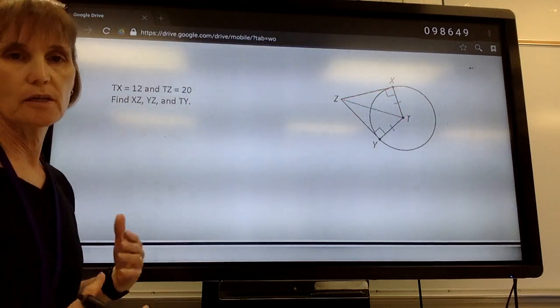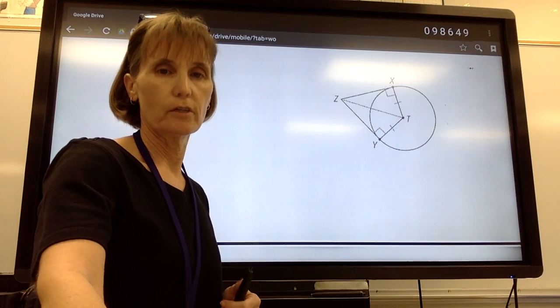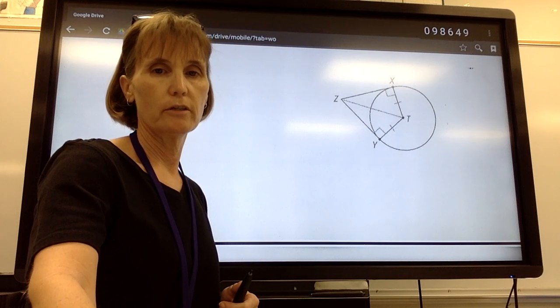Right, so those are some things about tangent lines and how we can use those to solve for different distances. You have a worksheet that you can work on.